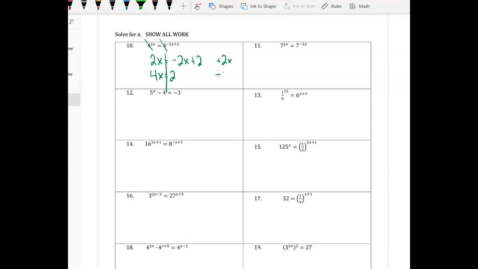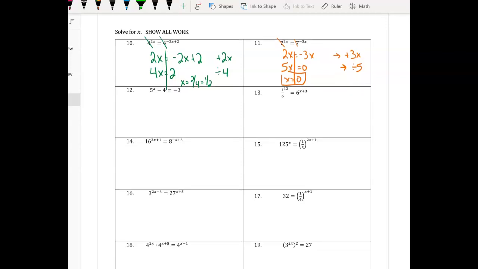and then I could divide by 4. So my answer is going to be 2/4, 1/2. You can do the decimal version. On 11, again, those bases are the same, which is what I like. And I can just add the 3x over, which gives me 5x equaling 0. Then I can divide by 5, and I'll get that x is 0.